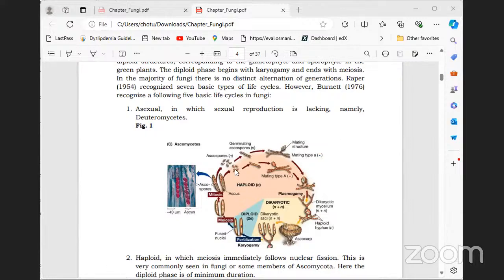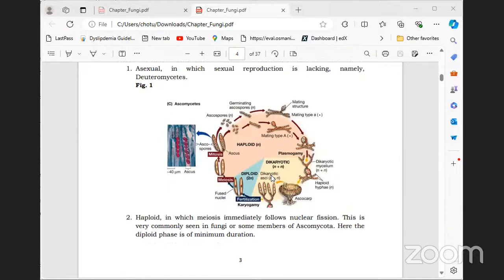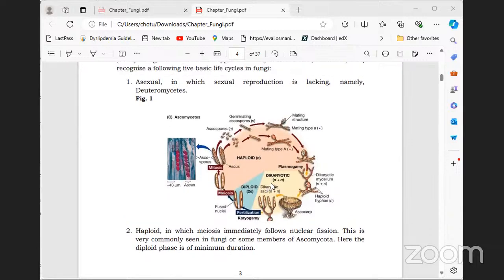Next, the second one I'll explain is reproduction in Ascomycotina. Here, in the haploid, meiosis is immediately followed by nuclear fission. This is very commonly seen in some members of Ascomycotina. The diploid phase is of minimum duration.